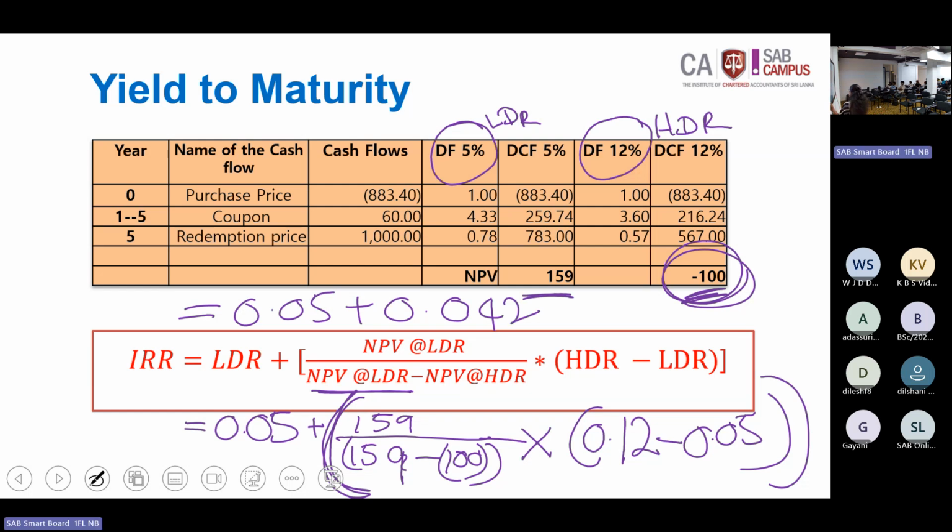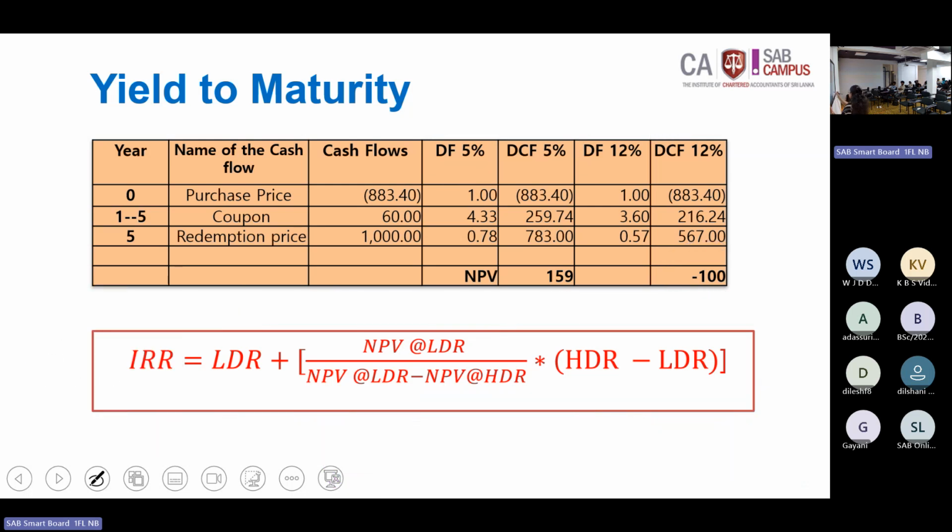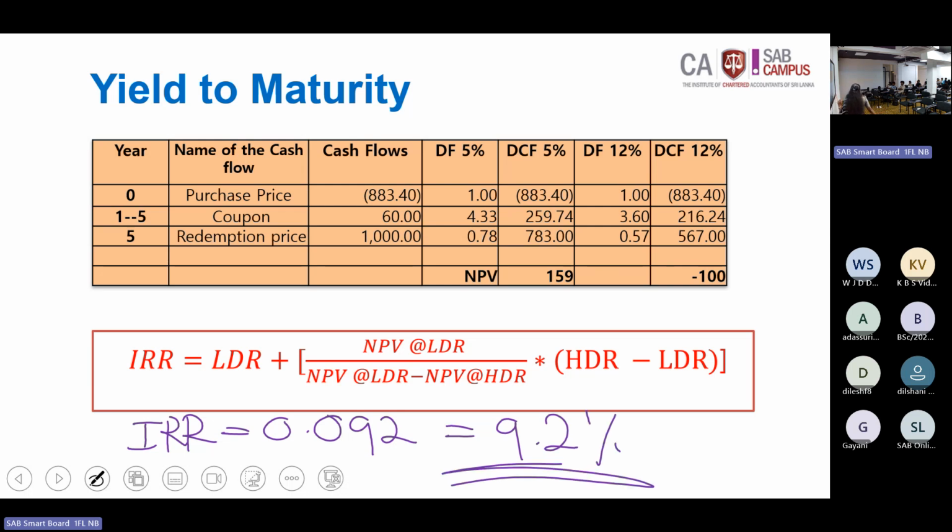The final answer is IRR. IRR equals 0.092, that is 9.2%. So this is what? This is the yield to maturity, right? On the respective investment in this bond, the investor is getting a return of 9.2%. Is that clear? Right.